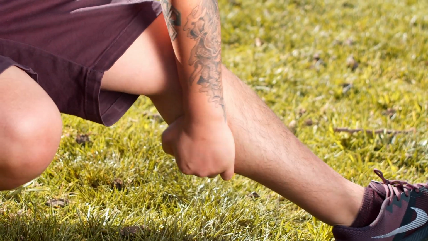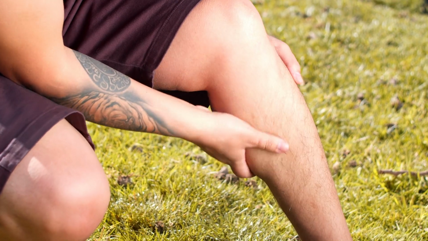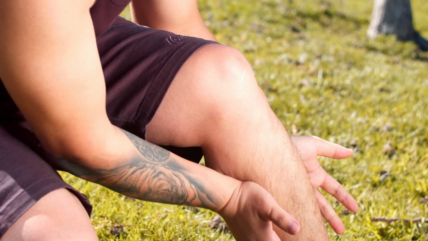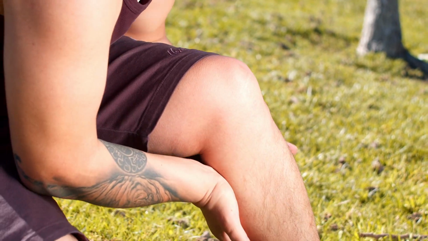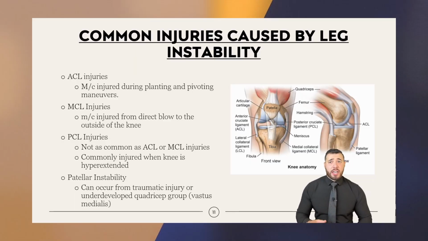The next ligamentous structure that can be injured are PCL injuries. Now, these are not as common as ACL or MCL injuries, but they can be injured normally in a hyperextended motion of the knee. And the last one that we have is patellar instability.